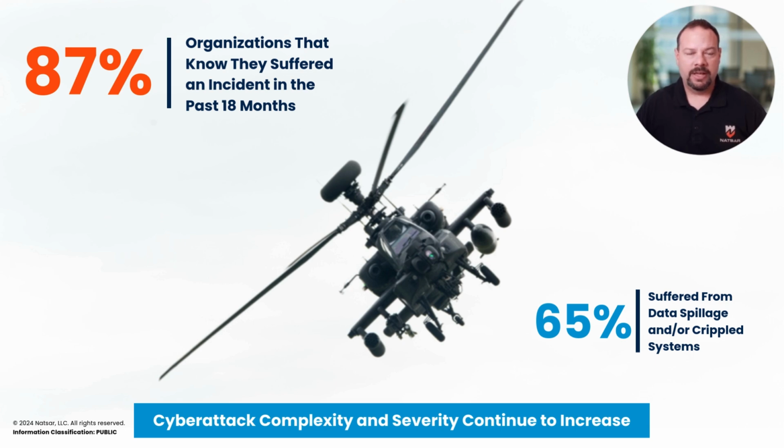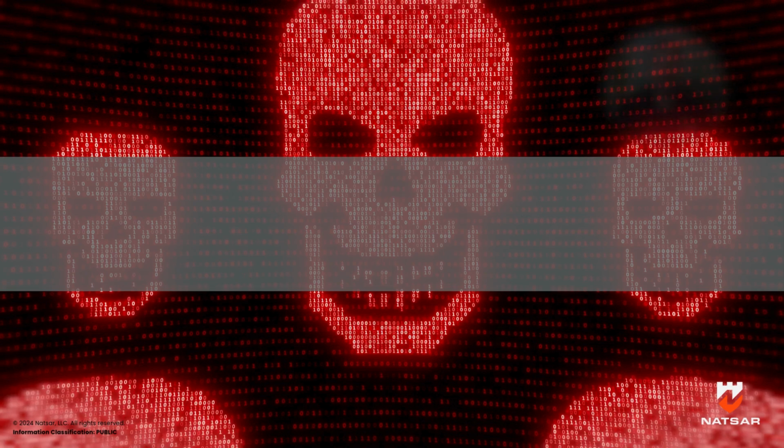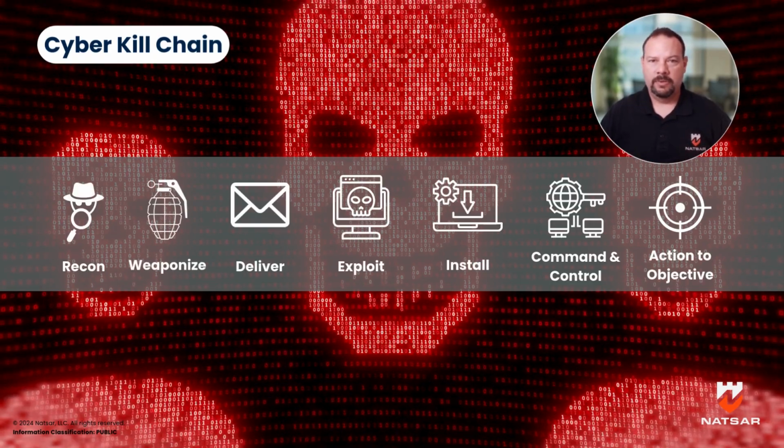Of those 87%, though, 65% of them said not only did we have a cyber attack in the last 18 months, but it was so bad that we either had a breach, we had some data spillage out of our organization, and/or we had systems that were crippled, they were incapacitated. Whether it was from a denial of service attack or ransomware or some other cause, they were completely out of business for some time. In some cases, these companies were never able to get back into business. So we see the complexity and severity of cyber attacks continuing to increase, and that is certainly true with critical infrastructure organizations.